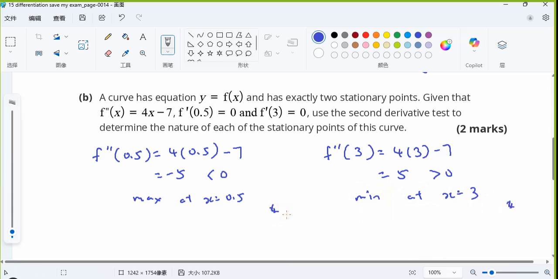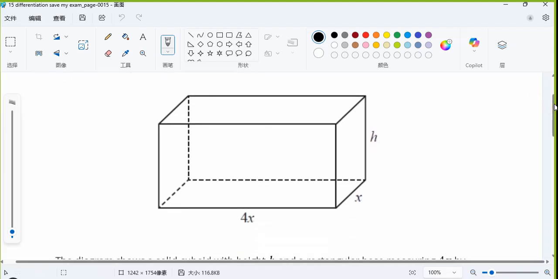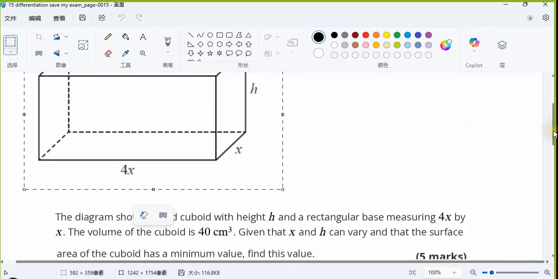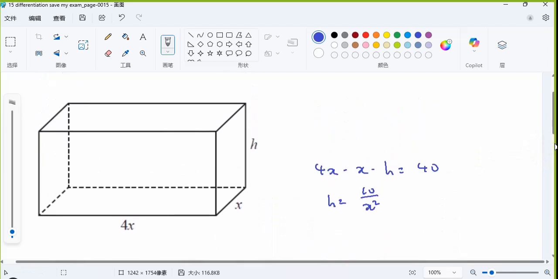Then part C. In this question, all lengths are in cm. The diagram shows a solid cuboid, height h, rectangular base measuring 4x by x, volume is 40. So we have 4x times x times h equal to 40, h equal to 10 over x squared. So for x and h values where the surface area is a minimum, find the value.